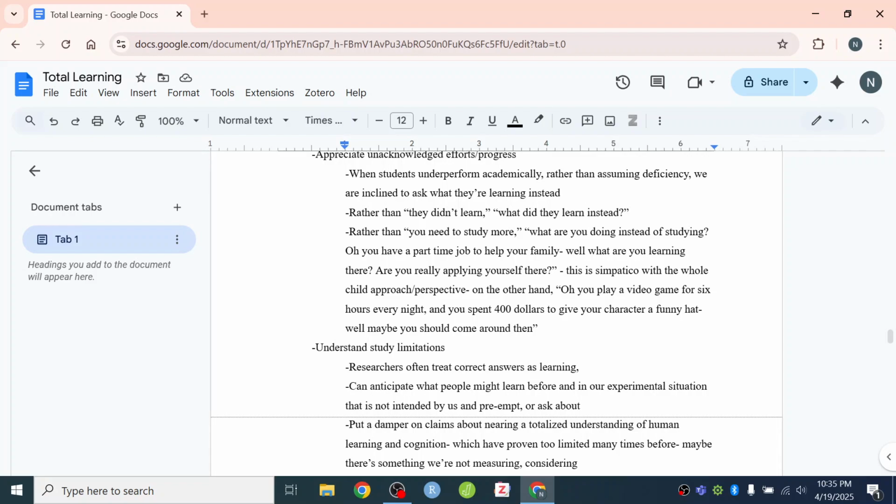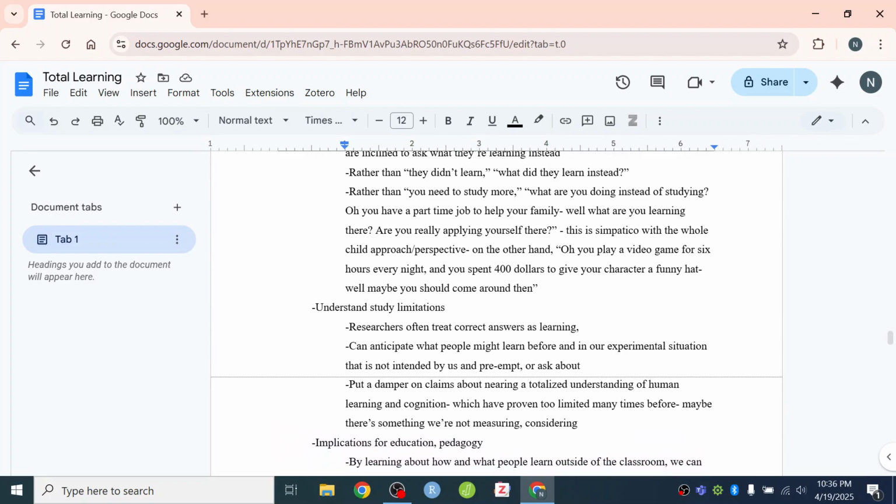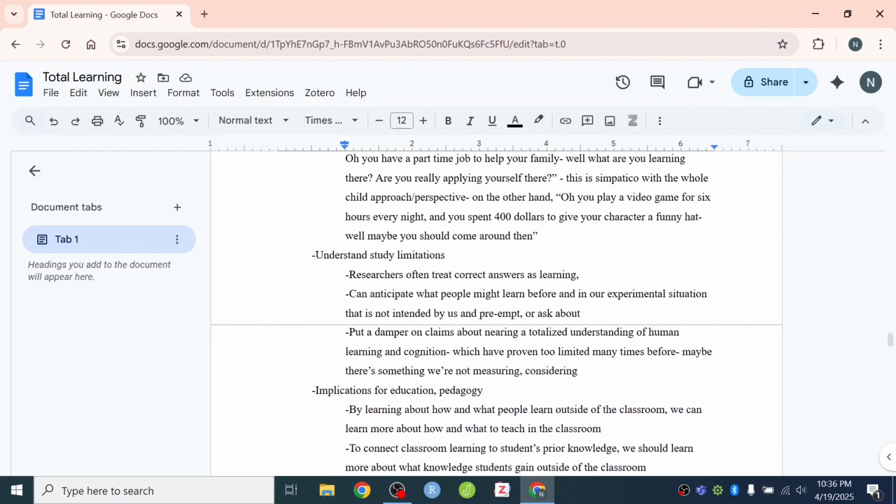The total learning perspective puts a damper on claims about nearing a totalized understanding of human learning and cognition. Again, Skinner thought that he was close to a total understanding back in 1950 with the unconditioned and conditioned response. It's been proven too limited many times before. There's probably something we're not measuring, that we're not considering when we try to create our understanding of human learning processes. Total learning has implications for education and pedagogy.